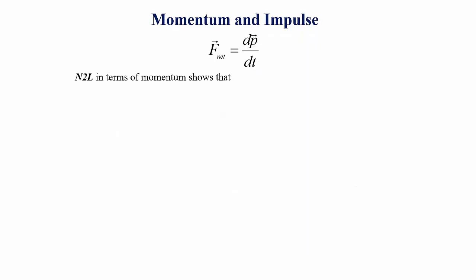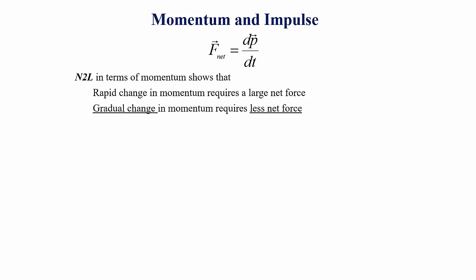Looking at this in terms of momentum, it shows that the more rapidly the momentum changes, the larger the force we need. If the momentum changes in a very short time, that takes a very large force. If the momentum changes over a longer time, if it happens more slowly, then that takes a smaller net force. A gradual change in momentum will require less net force.